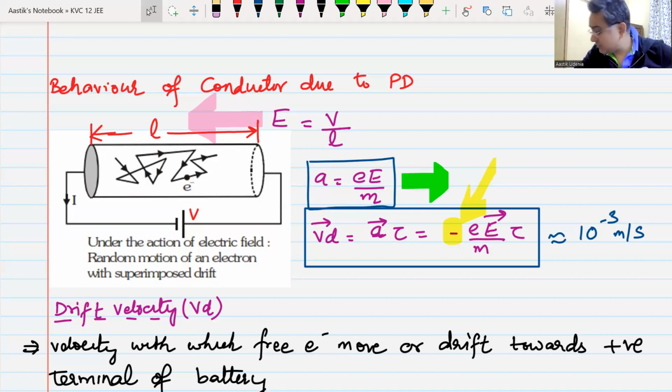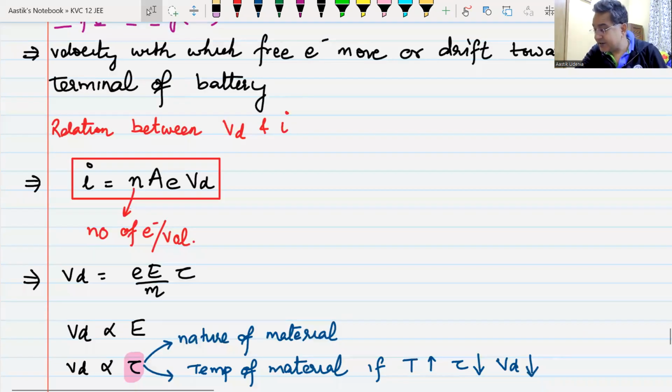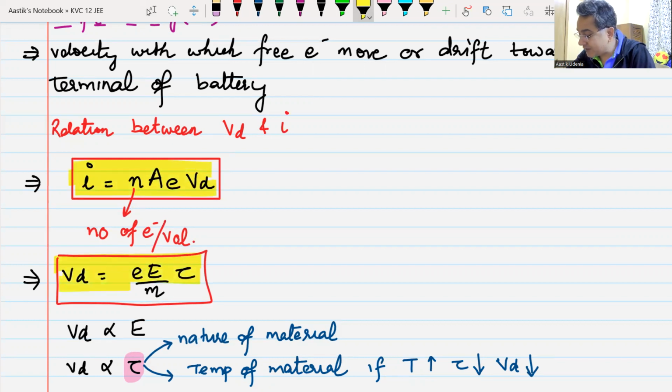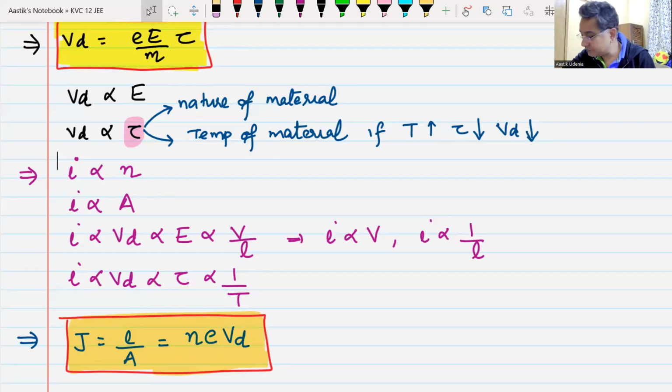Once we move ahead, we had also seen drift velocity, and the relation between drift velocity and current, I = nAeVd. Do we remember this relation between current and drift velocity, and current and tau? We had gone through these two relations, and from there we found out on what all factors drift velocity and current depend. Do we remember all these relations, current, drift velocity, current density, and so on?